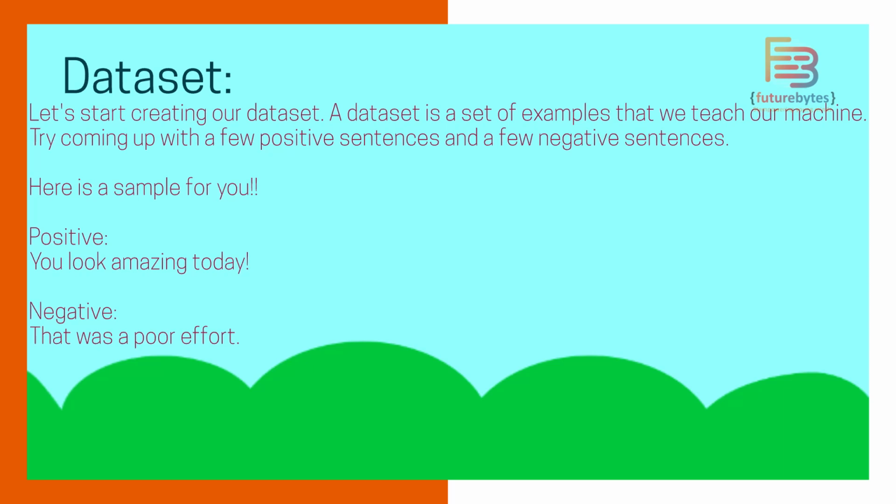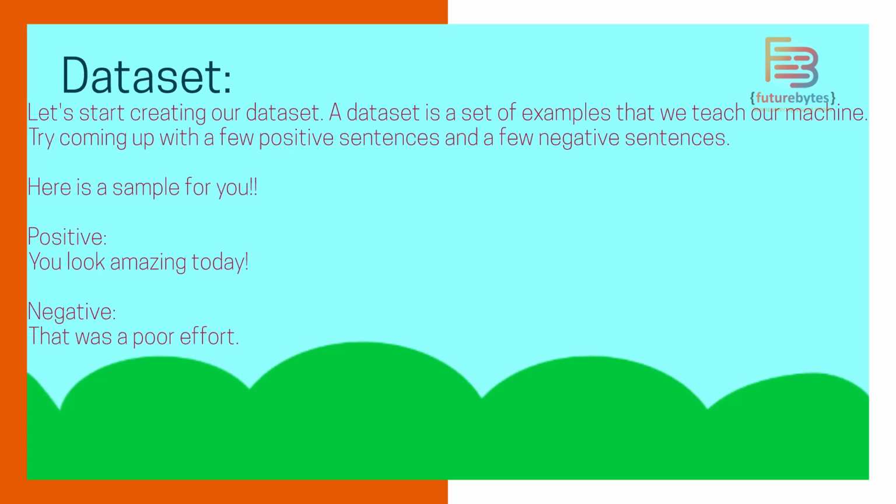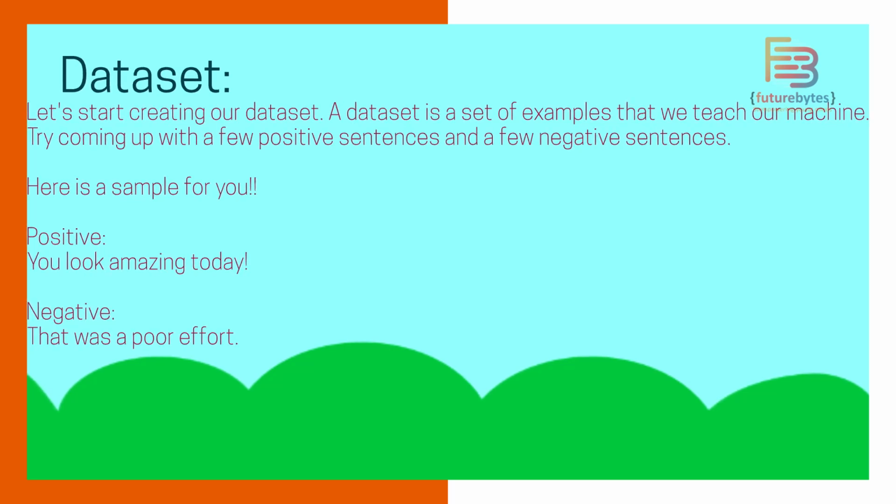First, let's create our data set. But what is a data set? A data set is a collection of samples that we use to teach our machines what a happy sentence is, what a sad sentence is. So now come up with as many examples as you can.